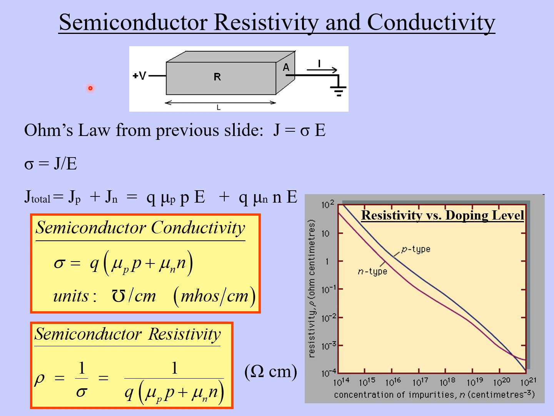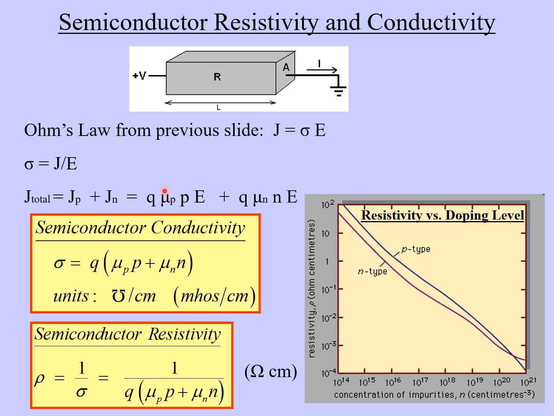Let's continue on from what we did on the last slide. We learned that we can dress up Ohm's law and restate it as J equals sigma E. The conductivity, sigma, is equal to J, the current density, divided by the electric field strength, E. We know that the total current density, and we're talking about drift current here, is J due to holes, JP, plus Jn, which is drift current due to electrons. These are the two expressions for drift current that we derived a couple slides back.